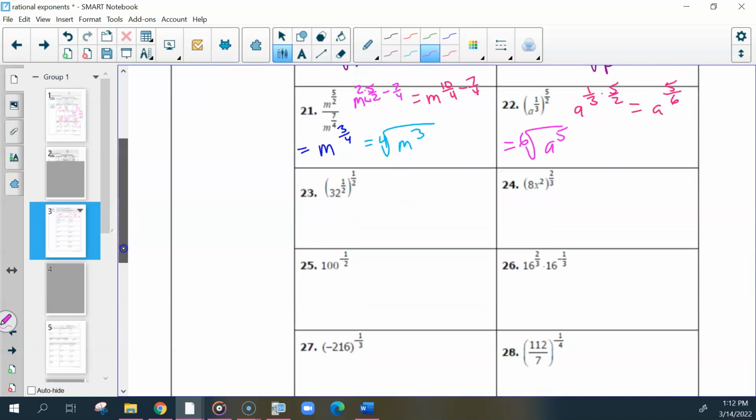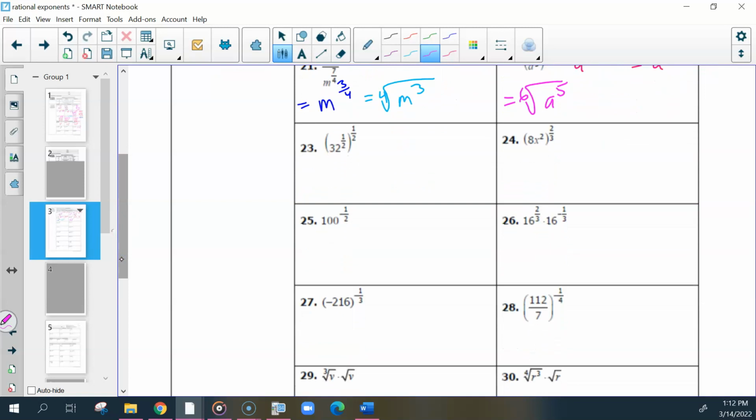Right, let's jump into some more challenging ones, like 24. Okay. So again, we are multiplying powers together, but here we have an 8 and an x squared, so be very careful that you're doing this to both. So this would be 8 to the first times 2/3, x squared times 2/3. So this would give us 8 to the 2/3 times x to the 4/3.